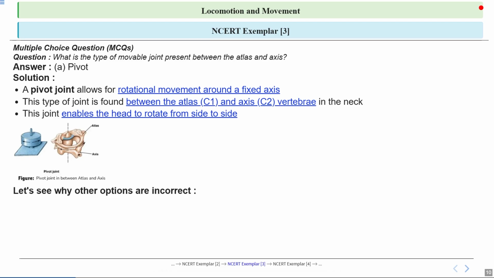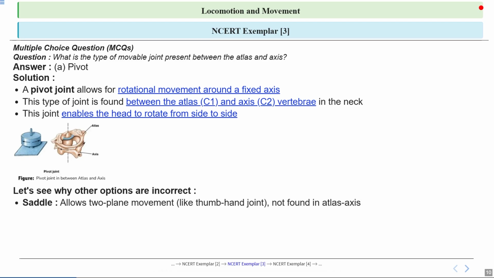Let's see why other options are incorrect. Talking about the saddle joint, it is like the thumb joint, which allows movement in two planes, such as flexion, extension, and adduction. It enables a wide range of motion. So unlike the atlas and axis vertebrae, which allow only limited rotation of the head, it is not found in the neck region, and instead it is found in areas like the wrist, where it provides greater flexibility for gripping as well as manipulating objects.